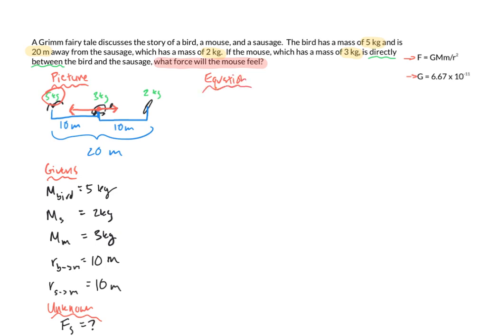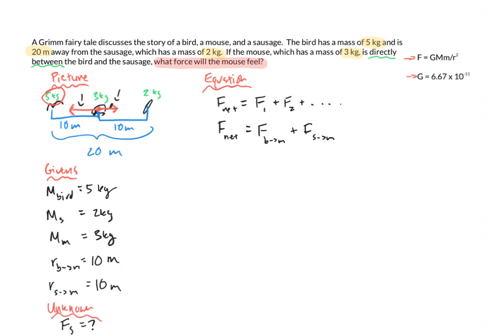We know that the net force on an object is equal to the sum of all the forces acting on that object. Of course, our forces are vectors, so their directions matter. There are only 2 forces acting on our mouse, the force of gravity from the bird and the force of gravity from the sausage. So we can write the force F net on the mouse is going to equal the force of the bird on the mouse plus the force of the sausage on the mouse.